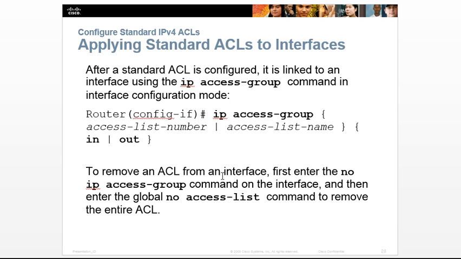So after a standard ACL is configured, it has to be linked to an interface using the ip access-group command. So to do that, we have to go to our config interface mode. We're going to type ip access-group and then the access control list number or name and then the direction, whether we're going to use it for in or for out.